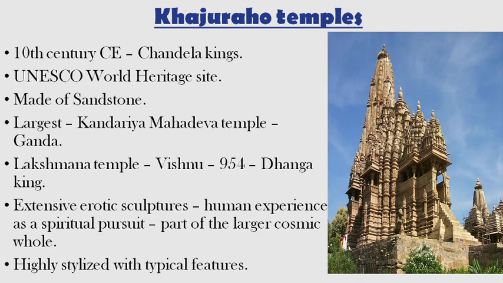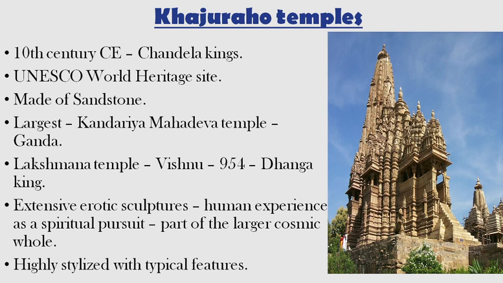The next example is the Khajuraho temples. This was built by the Chandela kings. It's a UNESCO World Heritage Site and it was built in the 10th century Common Era. This was made of sandstone. Khajuraho is not just one temple, it's a temple complex comprising many temples, and the largest of these temples is the Kandariya Mahadeva temple. The Lakshmana temple is dedicated to Vishnu and it was built in 954 CE. The Chandela king Dhanga had built this.